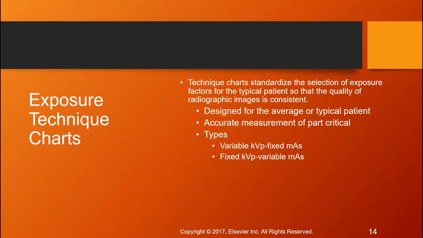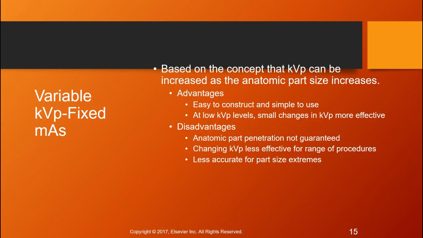So there's two types of technique charts that we're going to talk about. One is a variable kVp, and one is for fixed kVp. Okay, the variable kVp charts are based on the concept that kVp can be increased as the anatomic part size increases. The main thing with these, and these are not used very much anymore, okay? The main thing with these is that you have to measure the body part, and you need to be pretty darn accurate in your measurements for this to succeed, okay?